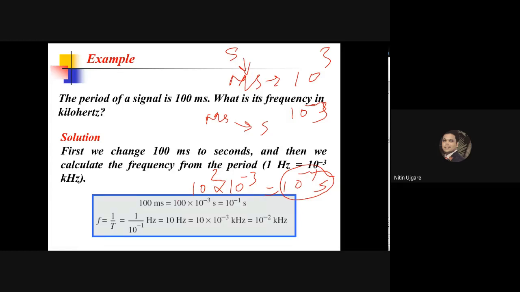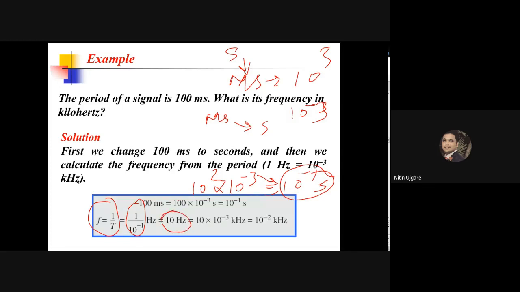Now I will calculate its frequency. Frequency, we know, is the inverse of period. So f is equal to 1 divided by T. T we have just calculated as 10 to the power minus 1. So I'll put this value here. If I bring the denominator to the numerator, this 10 to the power minus 1 becomes positive, and what we get is 10 hertz.